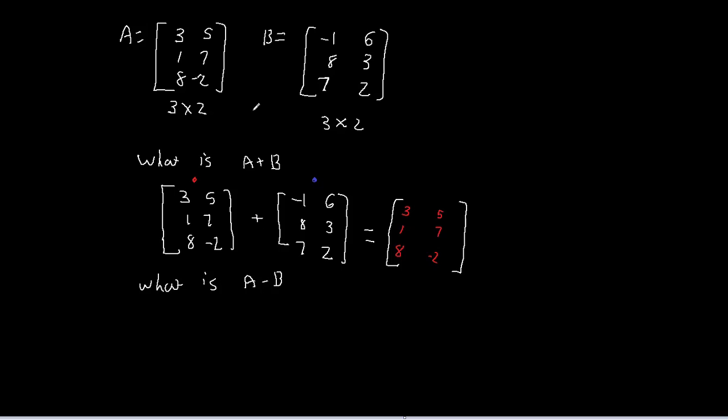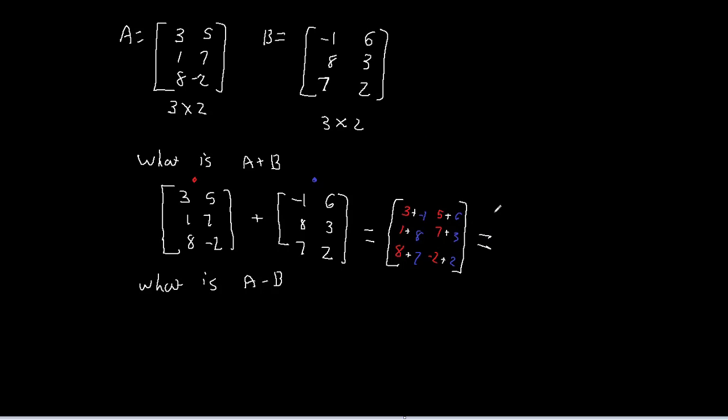Because we're adding, we're going to put the addition in here. 1, 2, 3, 4, 5, 6. Okay? And then we put our blue numbers: -1, 8, 7, 6, 3, and 2.